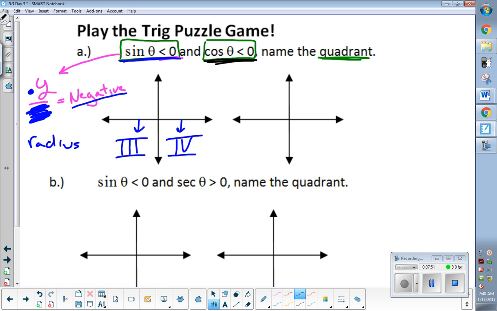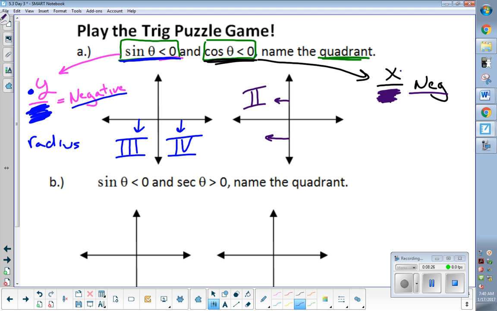This next clue is going to tell me which one it's going to be. Cosine is less than 0. Cosine is x over r, and less than 0 is negative. Just like the last one, r doesn't matter because r is always positive, so that's not going to affect us here. I really just need to know, when is my x value going to be negative? Well, my x is negative if I go to the left. If you're moving left, then your x value is going to be negative. So that talks about quadrant 2 and quadrant 3. Those are the only 2 options.